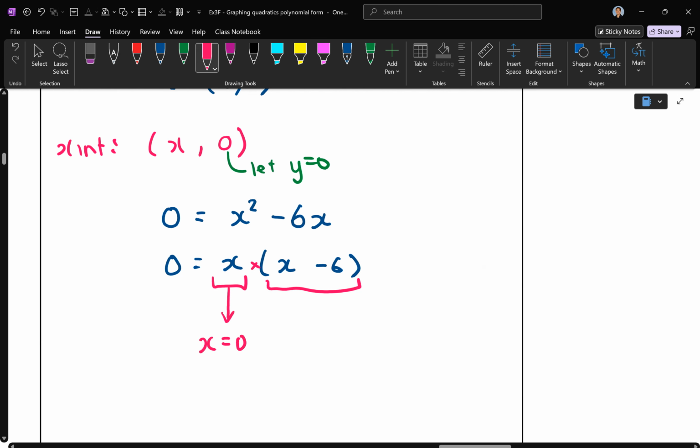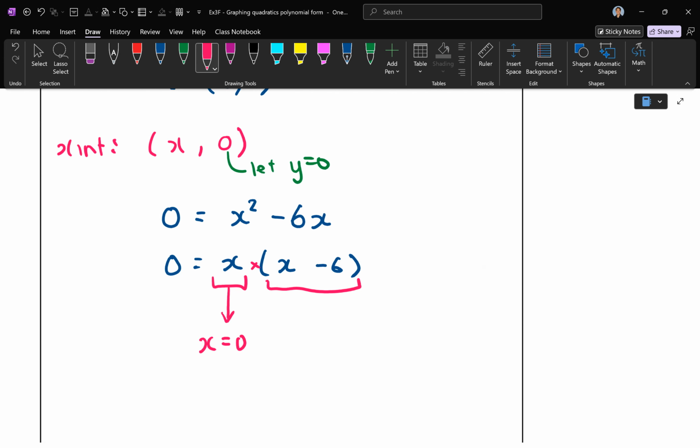Well, then you end up with x could equal 0. Or you may end up with x minus 6 could equal 0. Because we just need one of them to equal 0 to make this whole thing equal 0. So if I solve for it, well, this one is nice. It's already x equals 0, so I don't have to do anything about it. But on this side, I need to solve it.